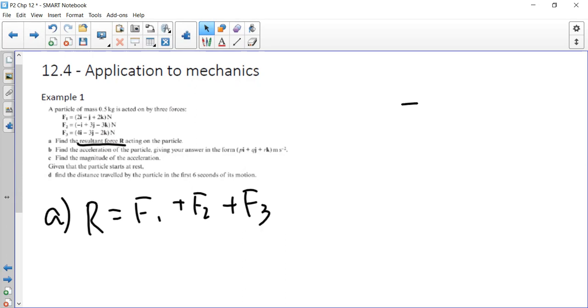Because in mechanics, we've learned that to find the resultant force, you have to consider x and y separately and use F equals ma. But because of vectors, you are allowed to do that. You just add them all up.